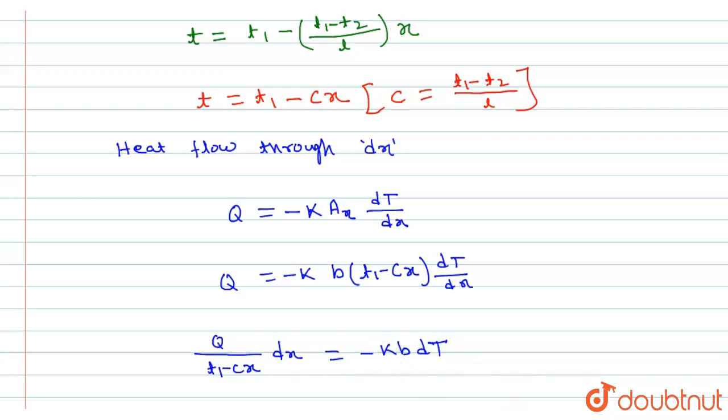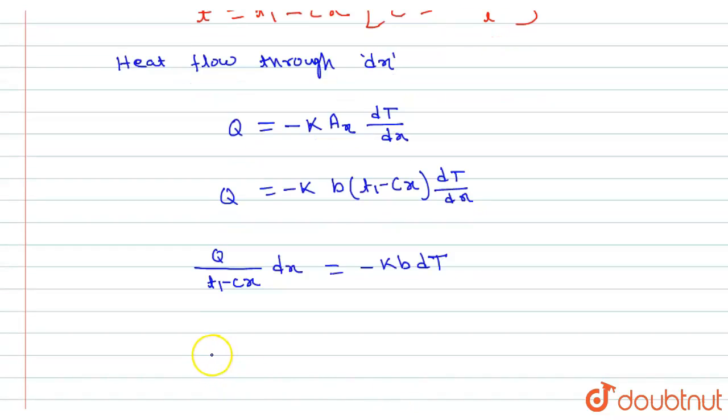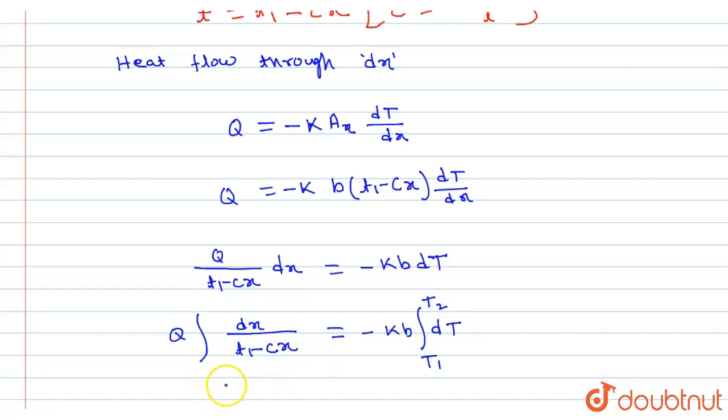Clear? Now after integrating both sides, we can write the integration sign of this side, and Q we can take outside. So this is equal to dx divided by (T1 minus Cx), equal to minus Kb and integration of dT, and temperature is changing from T1 to T2. Clear? And x is changing from 0 to L.